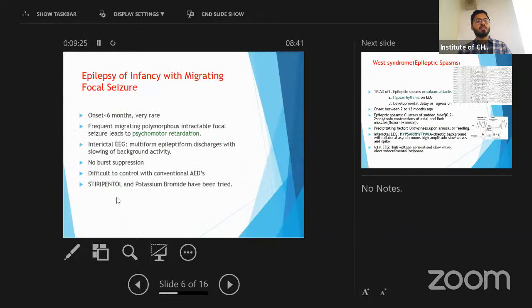In infancy, there is epilepsy of infancy with migrating focal seizures. Onset is less than 6 months, which is very rare, and frequent migrating polymorphous intractable focal seizures lead to psychomotor retardation. Interictal EEG shows multiform epileptiform discharge with slowing of background activity. In EEG, there is no burst suppression. These are difficult to control with conventional anti-epileptics, but we are now trying stiripentol and potassium bromide.